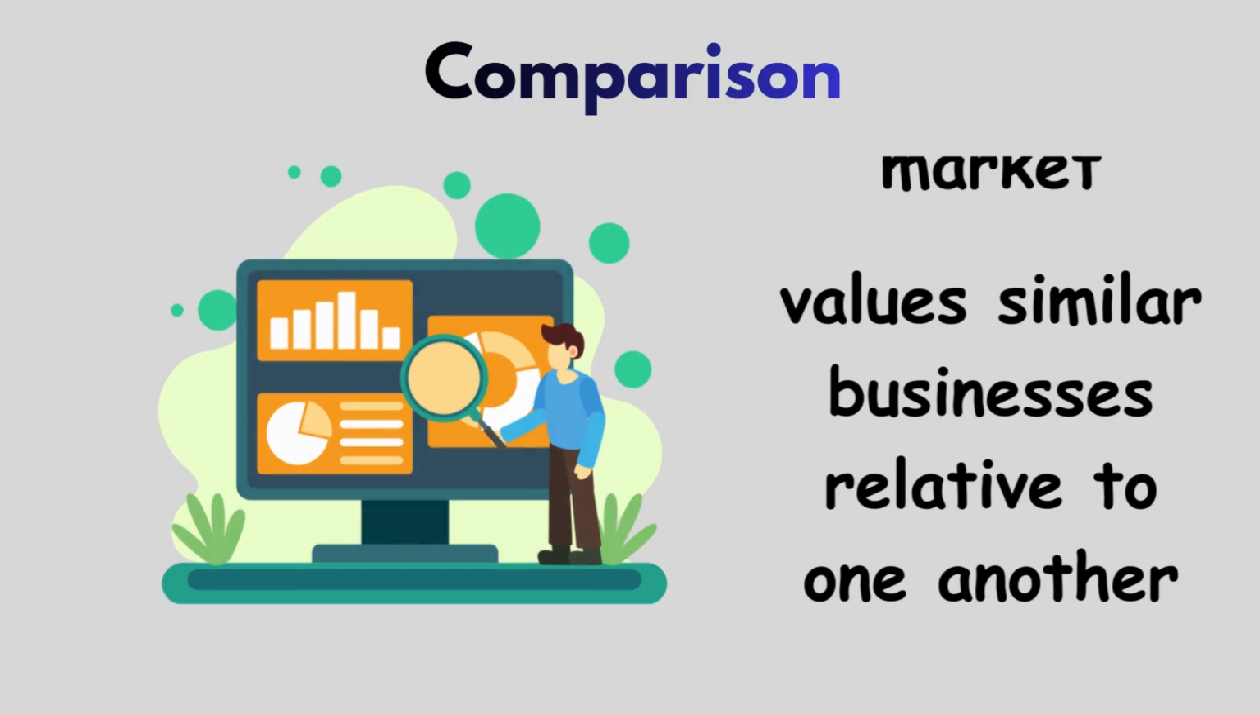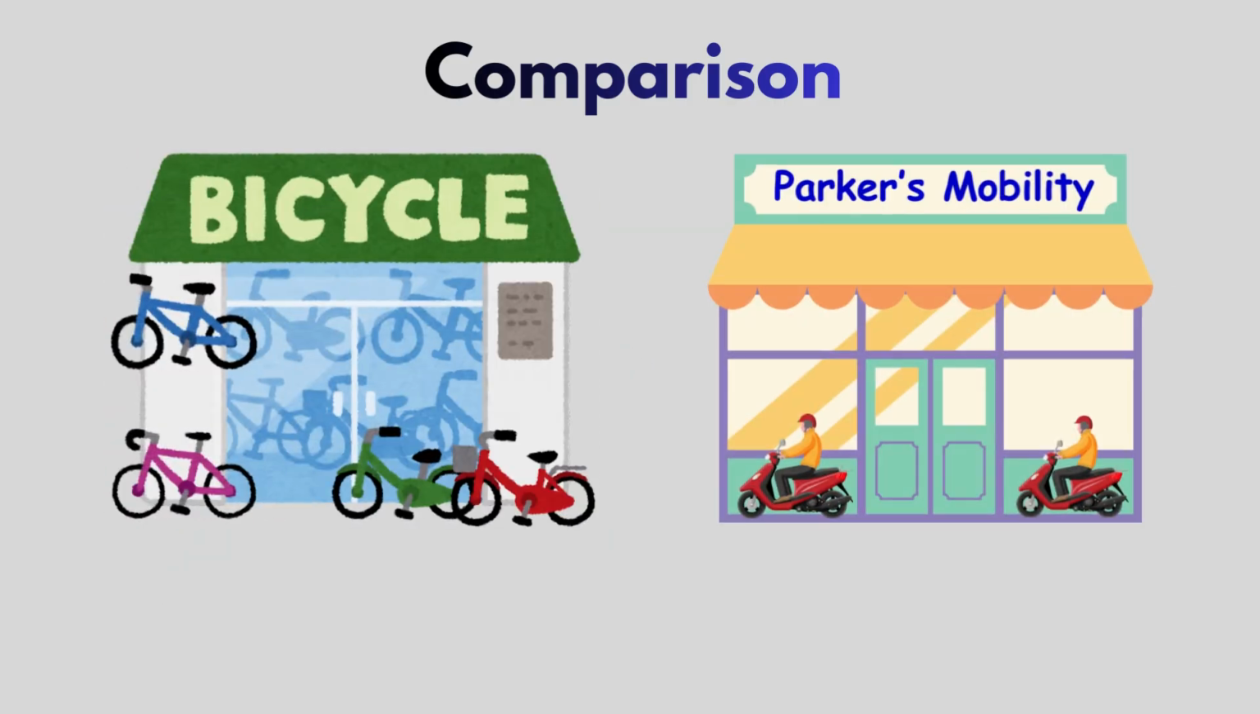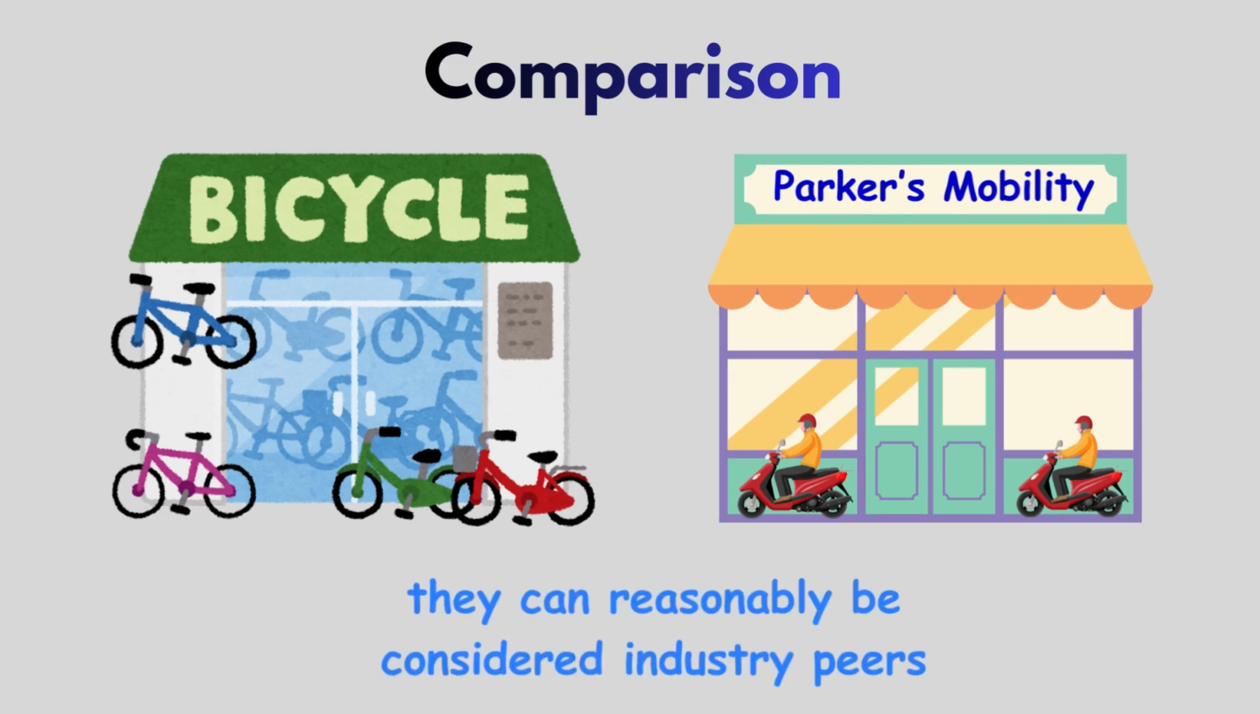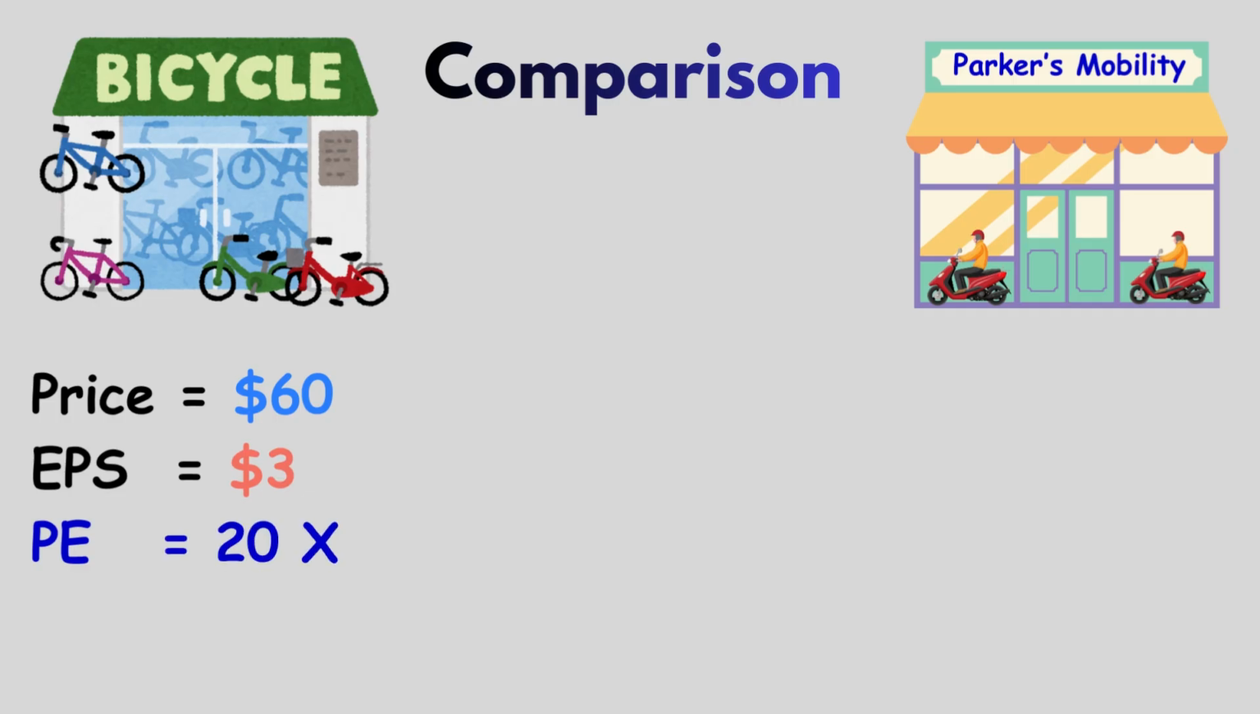Let's compare two companies, Riley's Cycle Store and Parker's Mobility Co. Both operate in the personal transportation space, so they can reasonably be considered industry peers. As we already know, Riley's Cycle Store trades at $60 per share with earnings of $3 per share, giving it a P/E ratio of 20. Now let's look at Parker's Mobility Co. Its stock is priced at $75 per share, and it earns $5 per share.